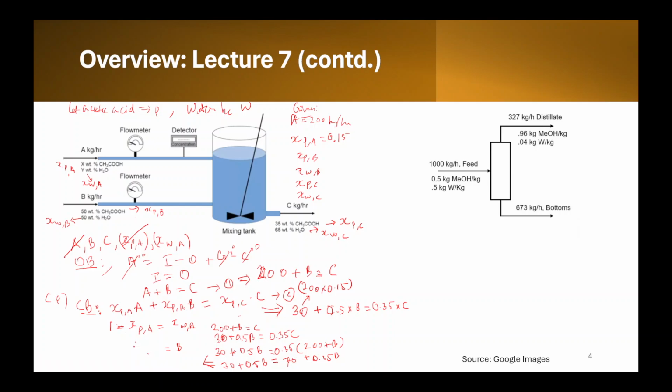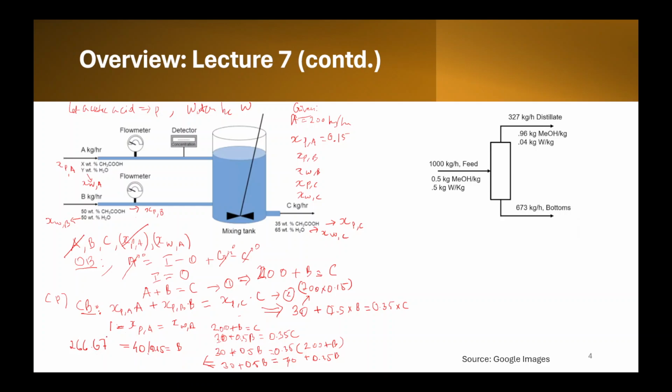So B will be 40 by 0.15. So how much would that be? Can anybody tell me what is 40 by 0.15? Anybody? Can somebody give me the answer? Okay, again no response.